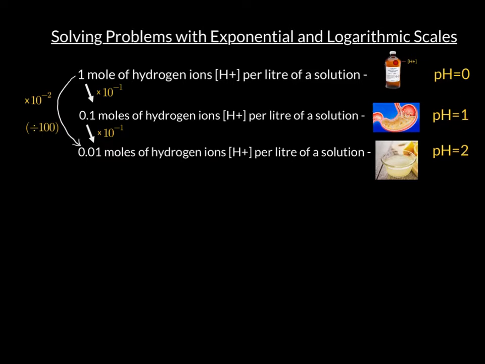I think it would be a cool challenge to ask you guys to try to find a formula for pH based on the number of moles of hydrogen ions in a liter of solution. Pause the video, see if you can come up with it, spend maybe 30 seconds to a minute on it, and come back.